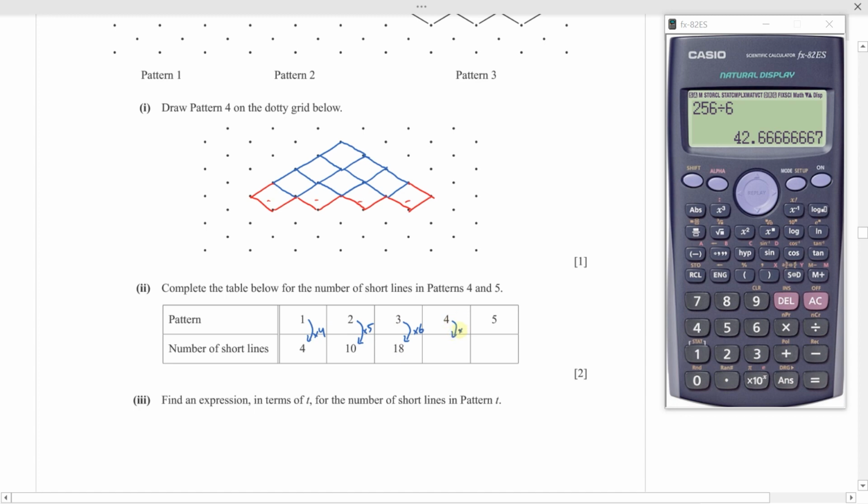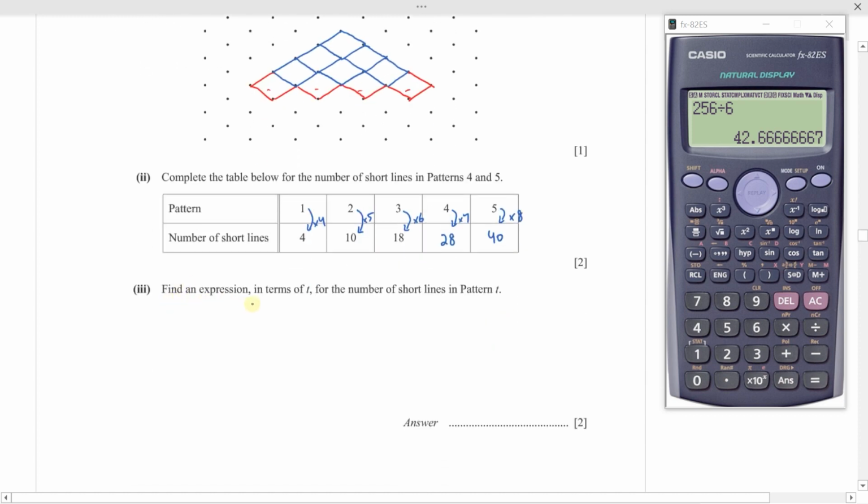So 4 will be multiplied by 7. So each time you multiply by a number that is 1 greater than the previous number that you multiplied with. So 7 times 4 will be 28, and then 5 will be multiplied by 8 to get 40.